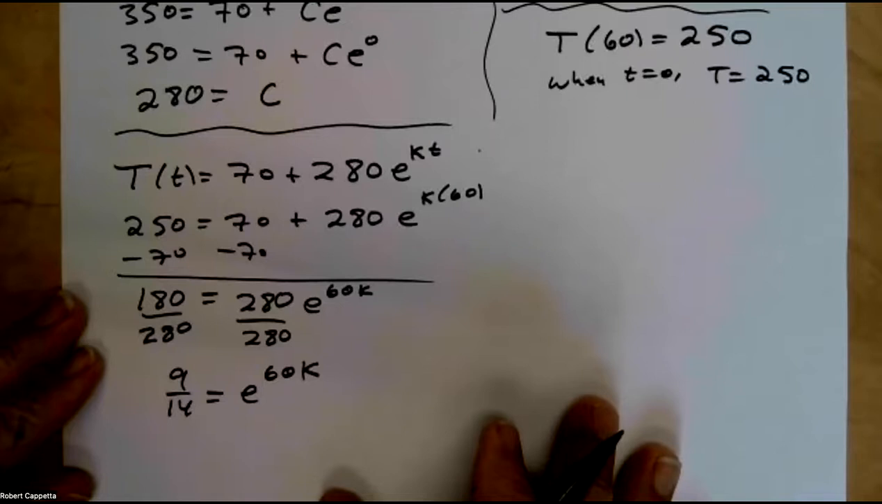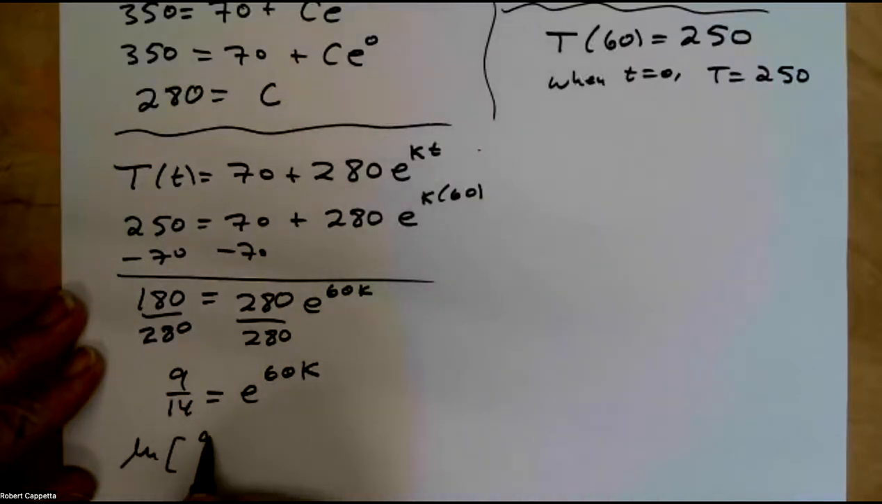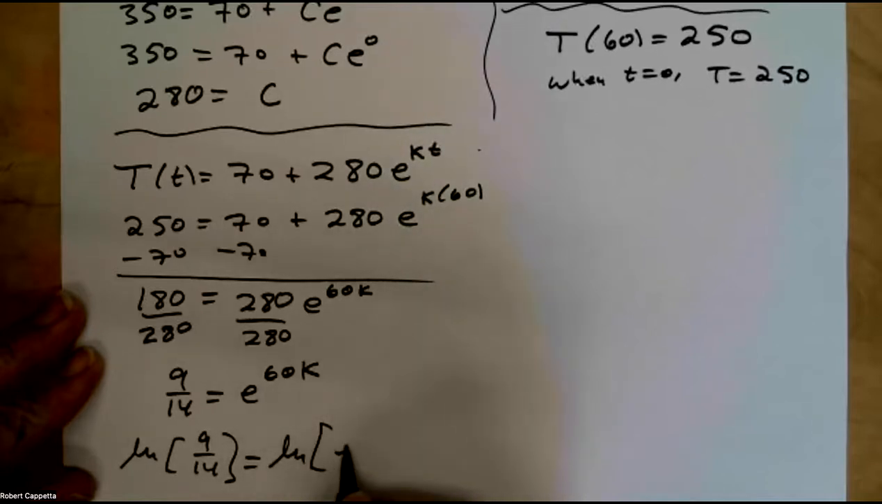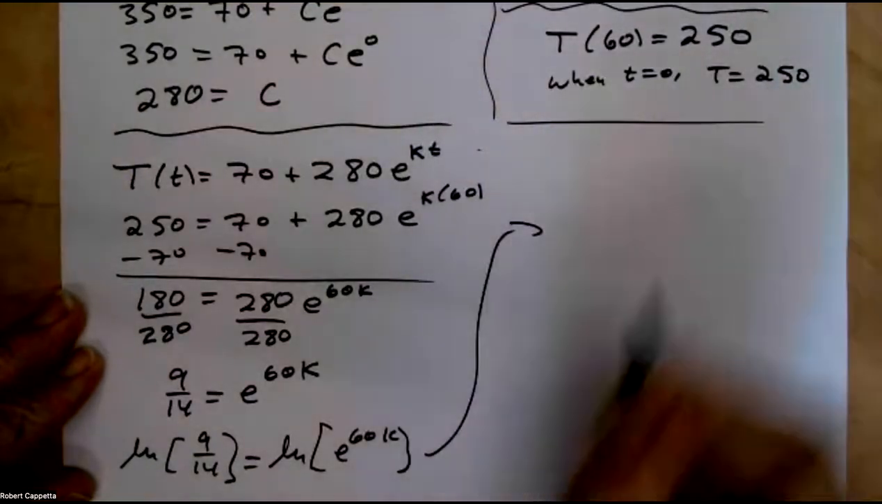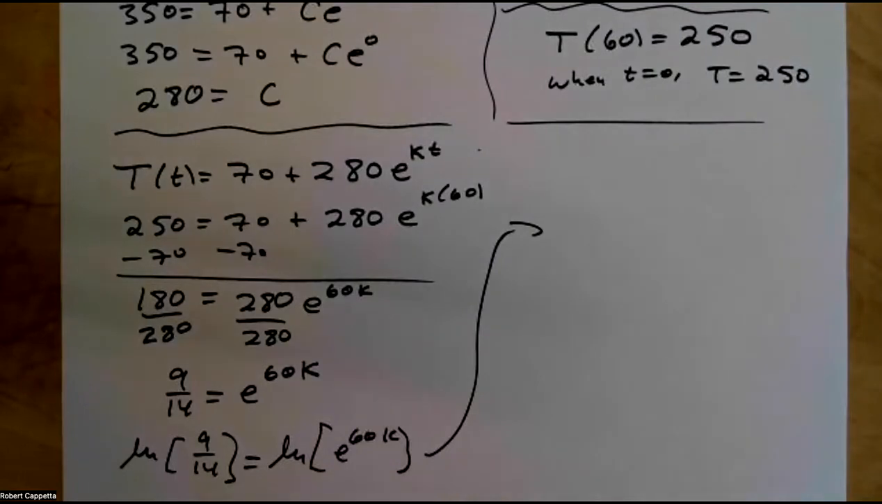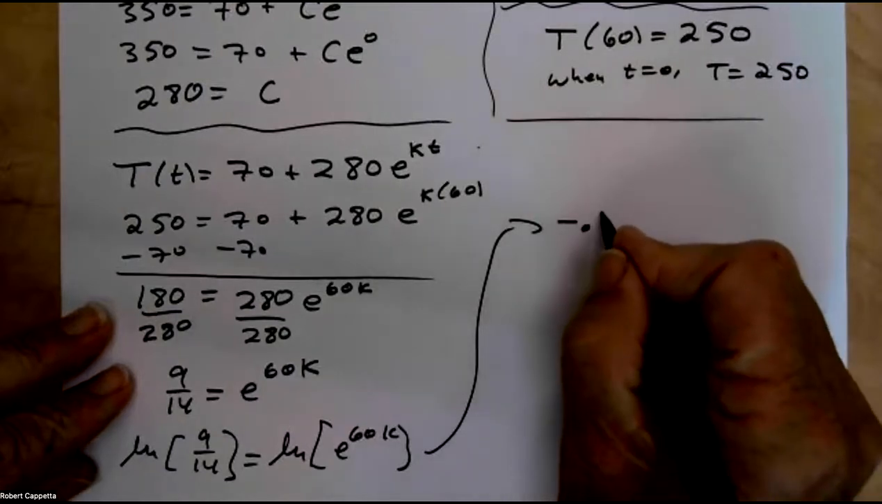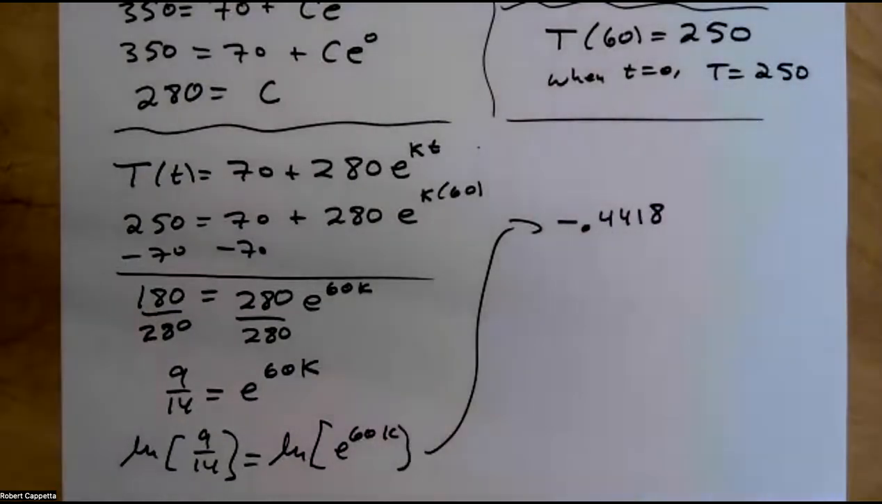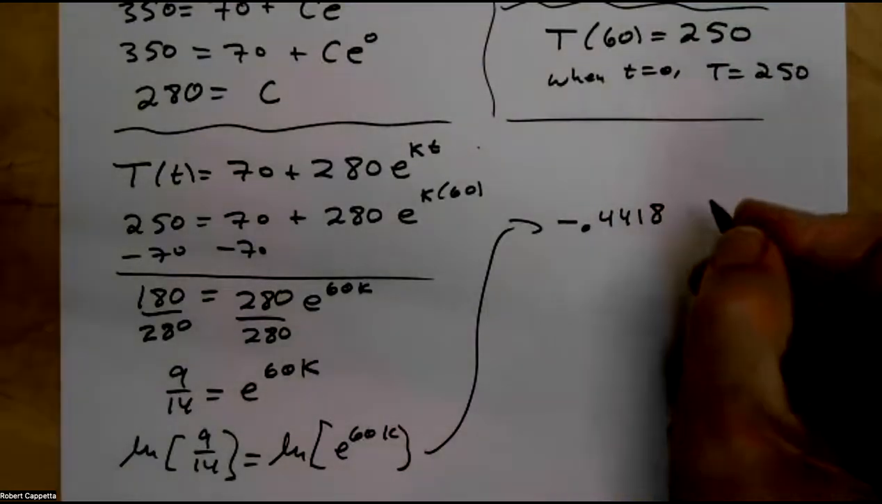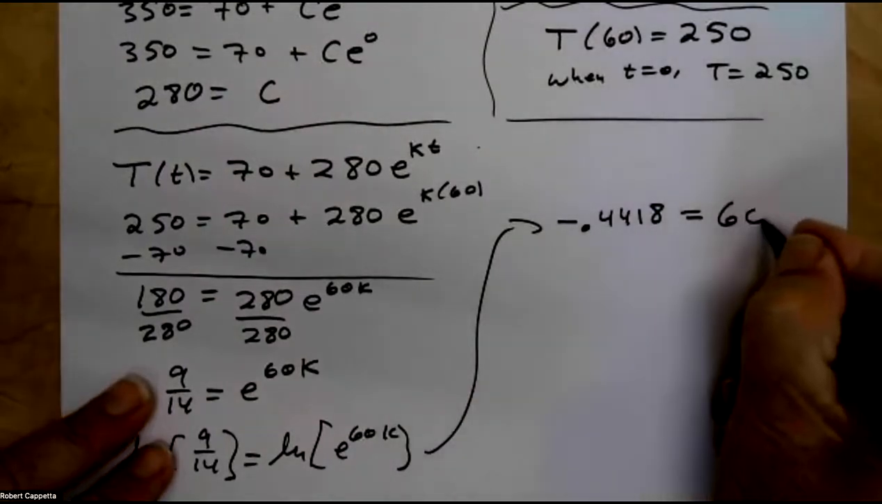So the next thing I need to do is take the natural log of both sides. Natural log of 9/14 is the natural log of e to the 60K. What does that give me? Well, grabbing my calculator, natural log of 9/14 gives me negative 0.4418. And I'm going to actually store all of those decimal places in my calculator. That equals the natural log of e to the 60K, which is just 60K.